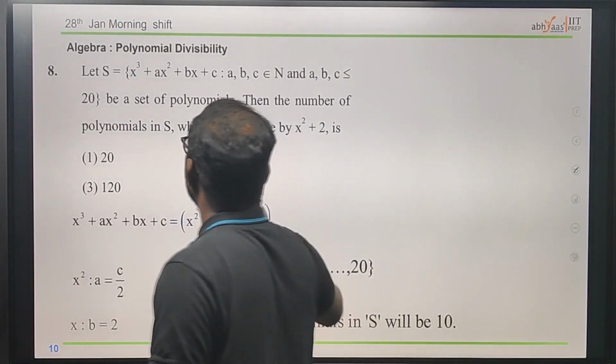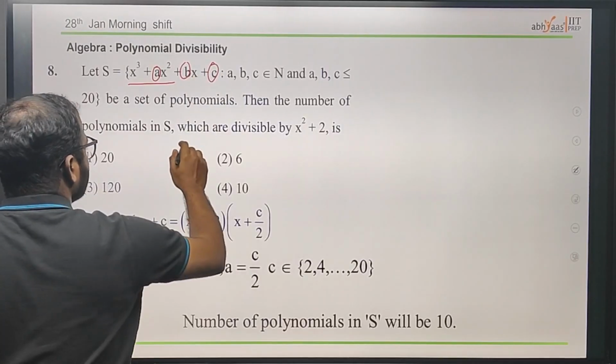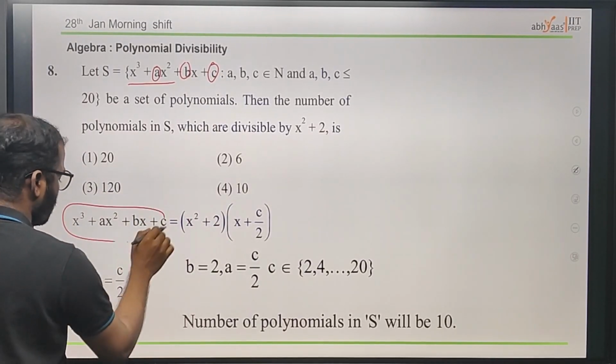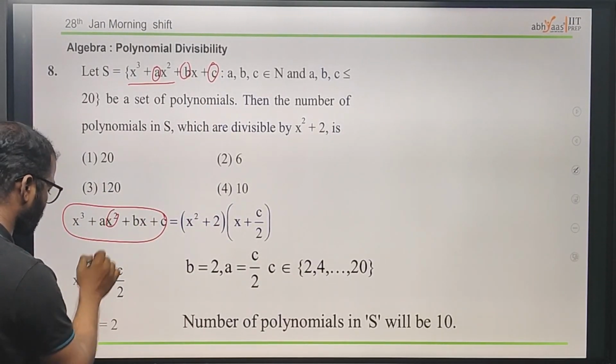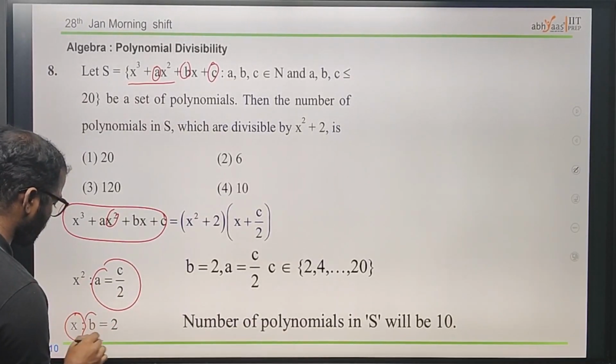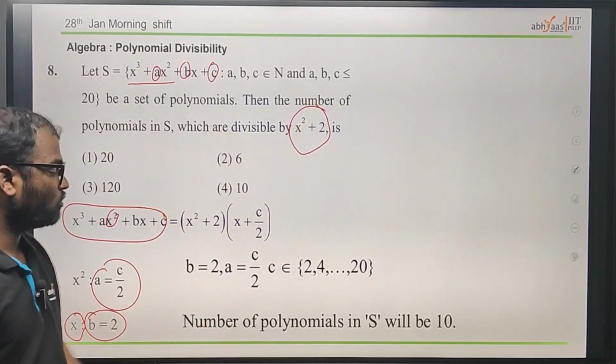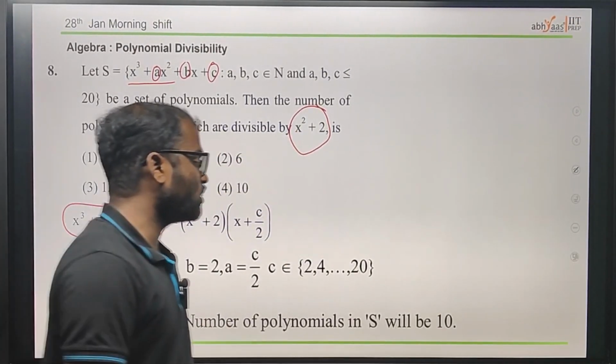We got this equation by taking a, b and c here. Whatever we have, we take the x square coefficient as c by 2 and b as 2, seeing the pattern, which can be matched. That's how we got this.